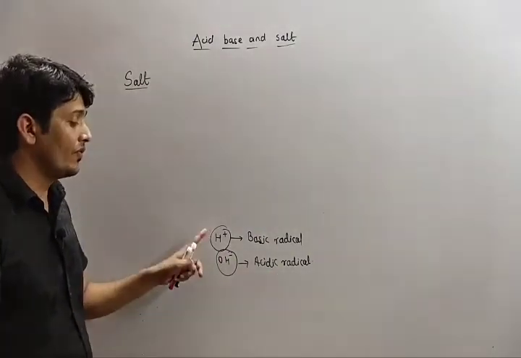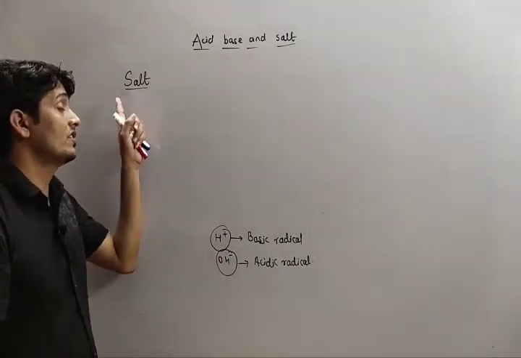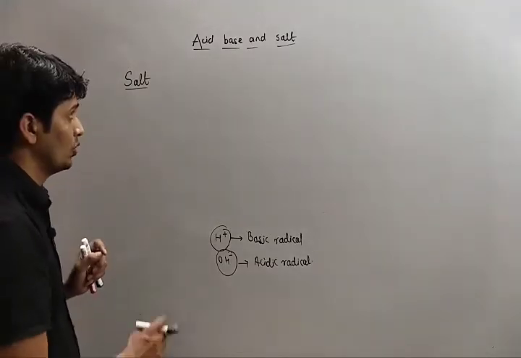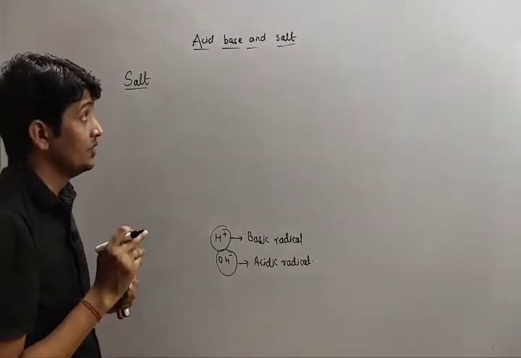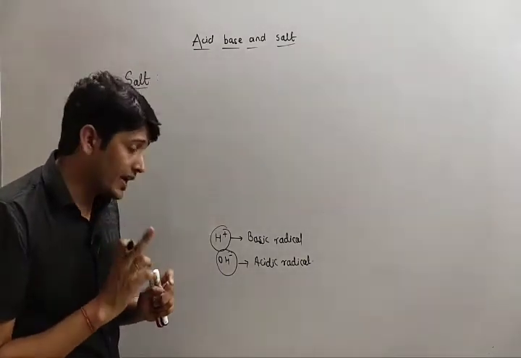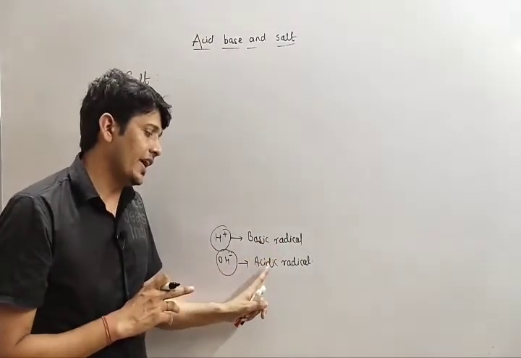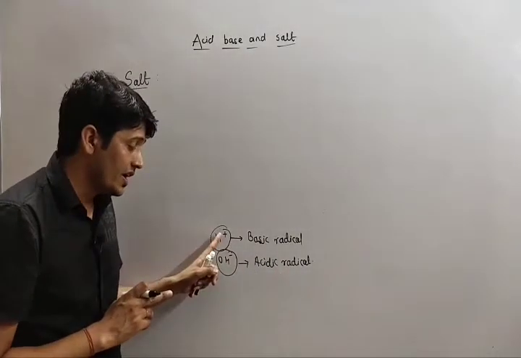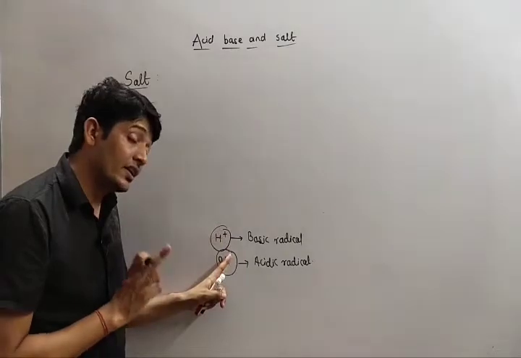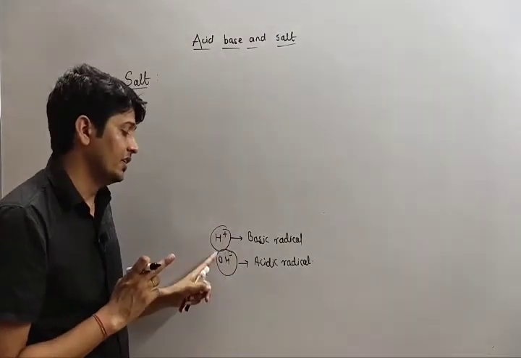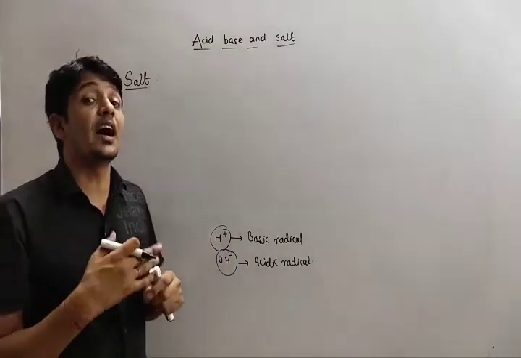So on that basis we have to understand what salts are. Salts are the substances that produce ions except basic radical and acidic radical. That means except those ions, such compounds release other ions.